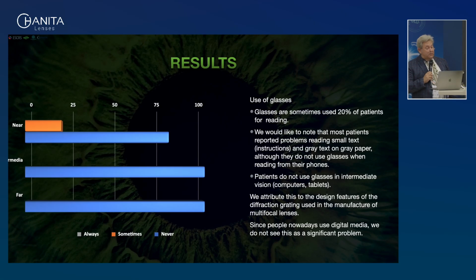What about the spectacle use? Glasses were sometimes used by just 20% of patients, and only for reading. Most patients pointed out difficulty reading small print, such as instructions on medication, for example, and when they read gray text on gray paper. Also, they didn't use glasses when reading from the phone. For intermediate vision, computers and tablets, patients didn't use glasses.